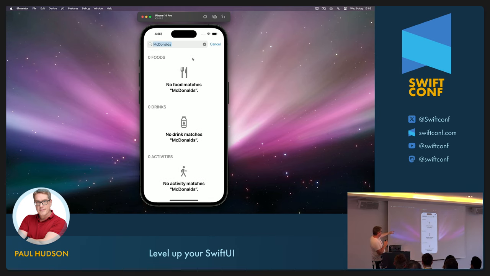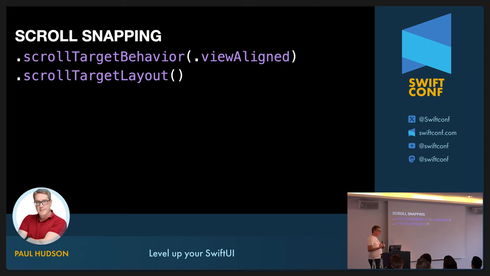We've looked at the two lines of code required to get better scroll snapping, telling the scroll view to snap to individual views or paging if that's what you want, and make every view inside it, or those child views, be a scroll target layout. We then brought in the scroll content by 20 points. That's adjusting the safe area inset, not simple padding. We then made those child views, the item views, have a container relative frame of horizontal, match the full size of my parent minus that safe area inset we added.